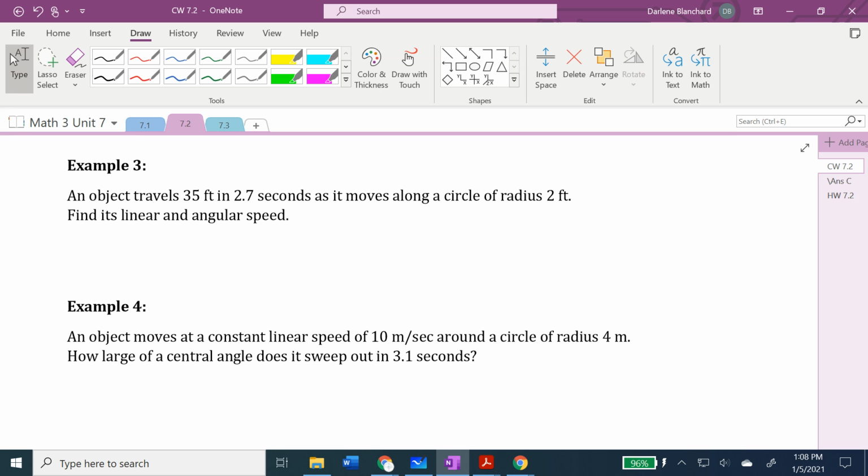An object travels a certain distance, 35 feet, in 2.7 seconds as it moves along a circle of radius 2 feet. I'm having so much trouble getting my pen to obey. So we've got a point moving along a circle. We know that the linear distance is 35 feet.